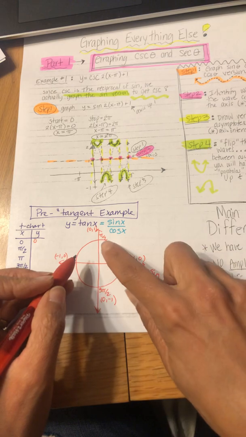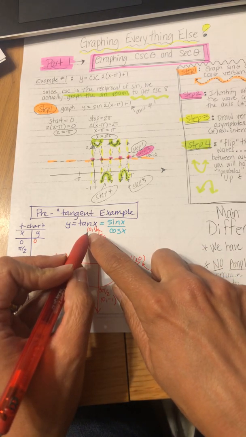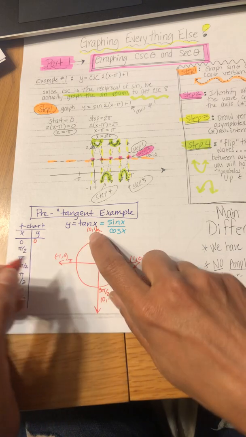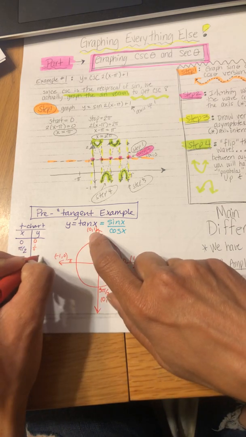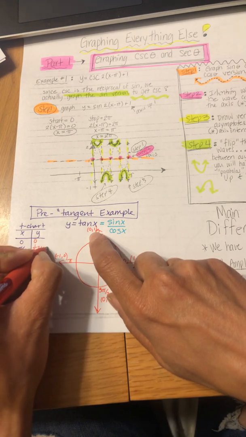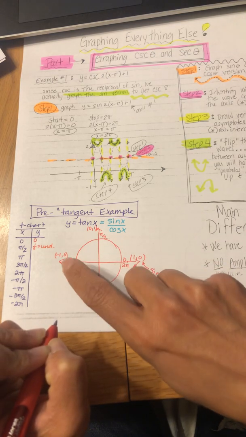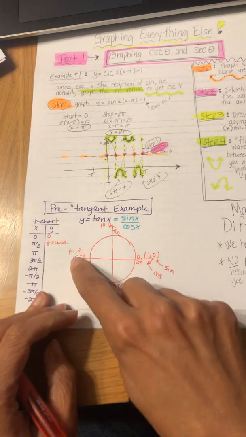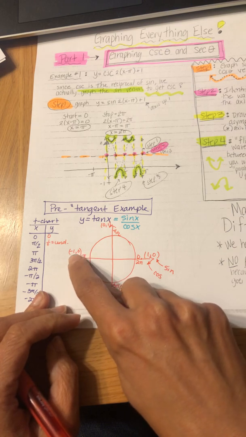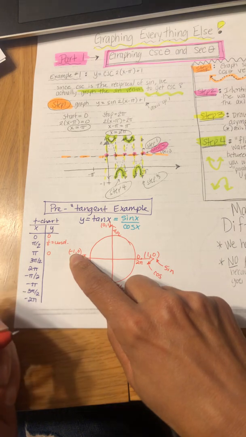Okay? At pi over 2, we have the coordinate 0, 1, and sine divided by cosine, that's 1 divided by 0. We can't divide by 0. 0 makes it undefined, so this is undefined. I'm just going to put und, period. For pi, the coordinate is negative 1, 0. So sine over cosine would be tangent. So 0 divided by negative 1 is 0.